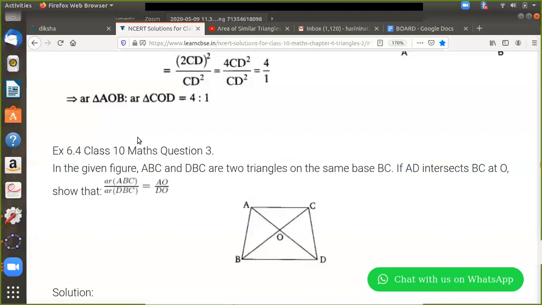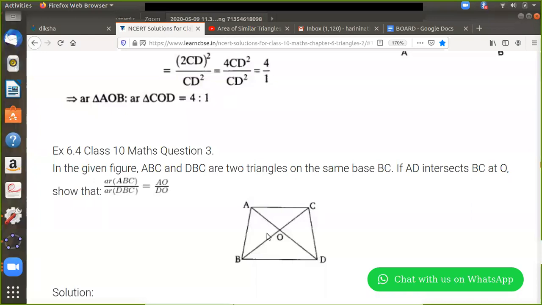In the given figure, the figure is already given to us. ABC and DBC. ABC, the top triangle, and DBC is at the bottom. Two triangles on the same base, BC. They are sitting on the same base. If AD intersects BC at O, that means the diagonals are intersecting at O.